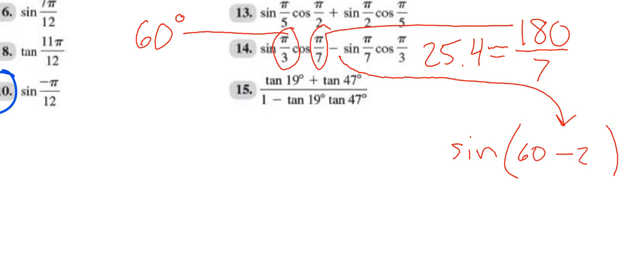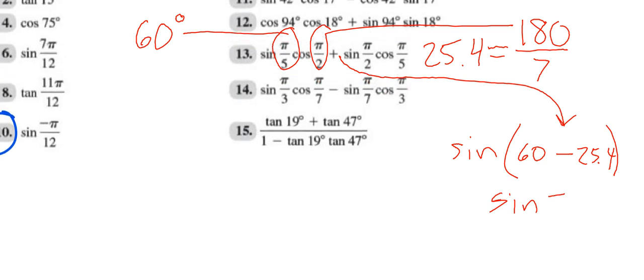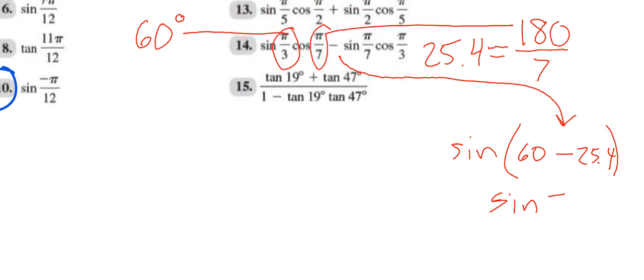So 60 minus 25.4. If you're in the world of degrees, you're going to be getting something like what? Sine of, whoa, not a negative. Switch. Oh man, what am I doing? Do that. Oh, that is the wrong thing. I wish I was better at what I'm doing here. 60 take away 20 is 40. Take away 5 more is 35. So we're talking about 34.6-ish.